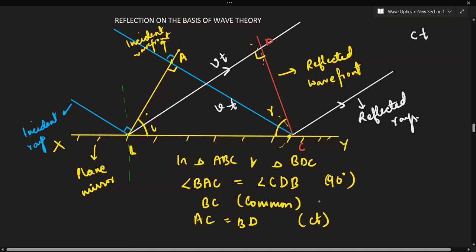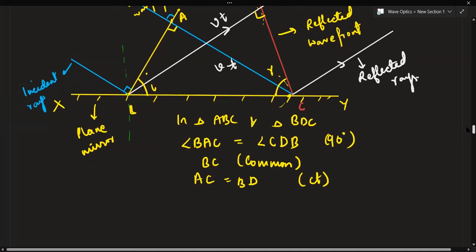So from the SAS property of congruency, if you recall from your lower classes, are these two triangles congruent to each other? Can I say triangle ABC is congruent to triangle BDC? Yes, teacher. Yes, ma'am. According to the SAS property. So if two triangles are congruent to each other, all the properties are similar for both of them. So this angle will also be equal to this angle. What is this angle? This is the angle of incidence. This is equal to the angle of reflection. So this proves the first law of reflection. Clear?